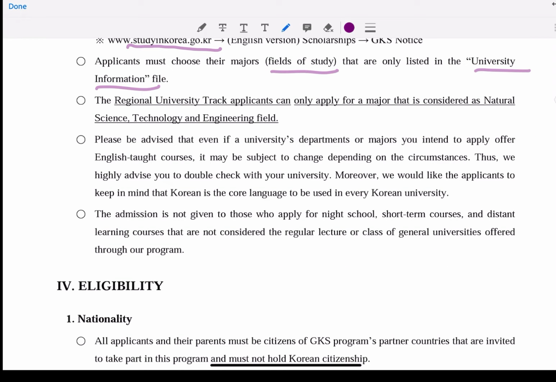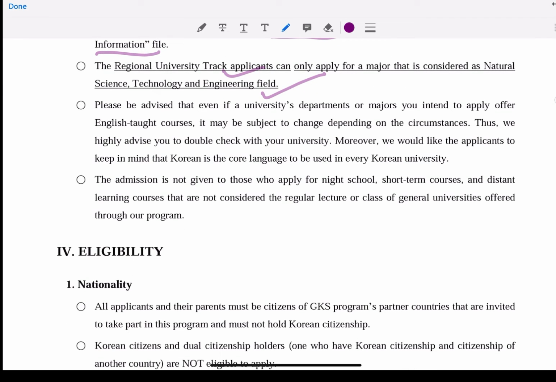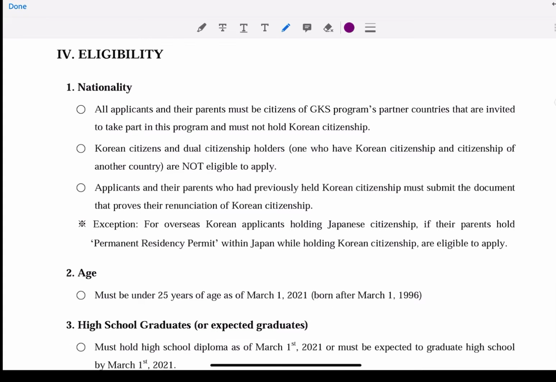And for the regional university track applicant, only apply for the major that is considered as natural science, technology and engineering major. So the social science applicant cannot apply to this. And also please be advised that if a university department or major you intend to apply offers English taught courses, it may be subject to change depending on the circumstances. And for the eligibility, you should be the national of your country of origin and many more, so you can go and read this.